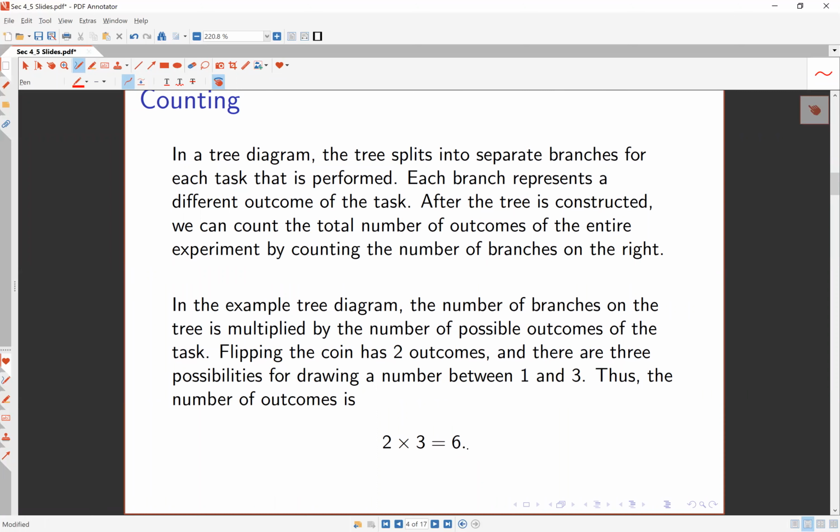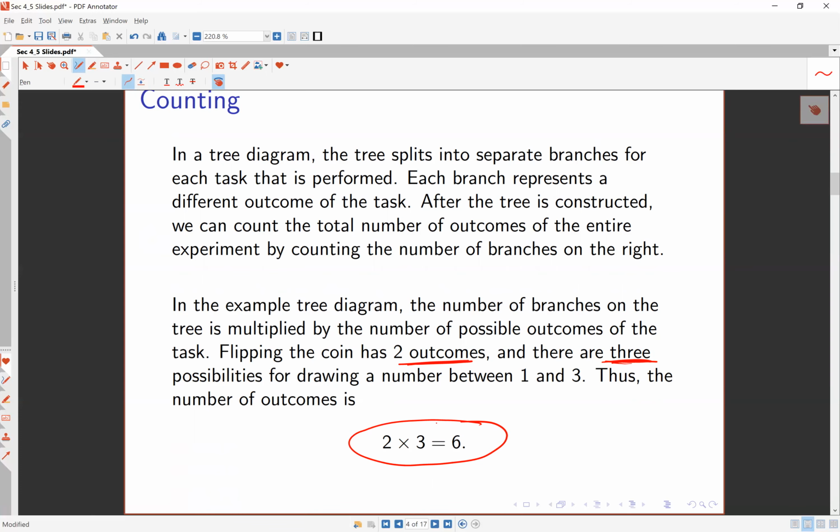The idea that we see in this tree, though, is if we just know how many outcomes each action has, then we can use a bit of multiplication. So flipping the coin has 2 possible outcomes, and there are 3 possible outcomes for drawing a number between 1 and 3. And so if we just multiply those, the 2 outcomes on the first action multiplied by the 3 outcomes on the second action gives us 6 total outcomes for the experiment.